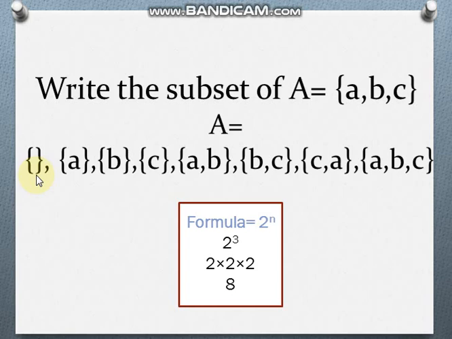So the first one is the empty set. In every set there is an empty set. First you write all the elements separately: A, B and C. Then you pair up A with B, B with C and C with A. And the last one, all elements in one curly bracket.